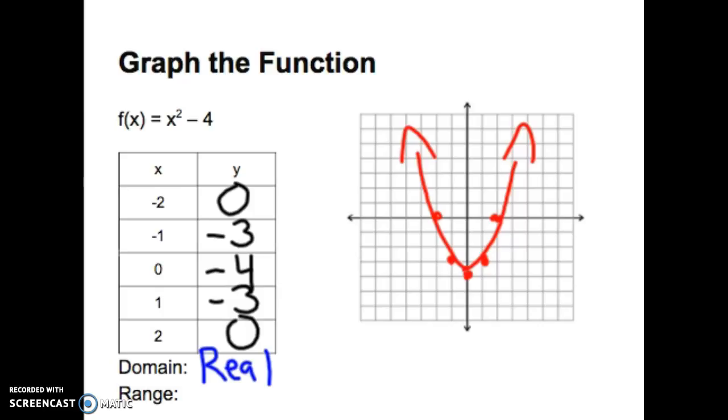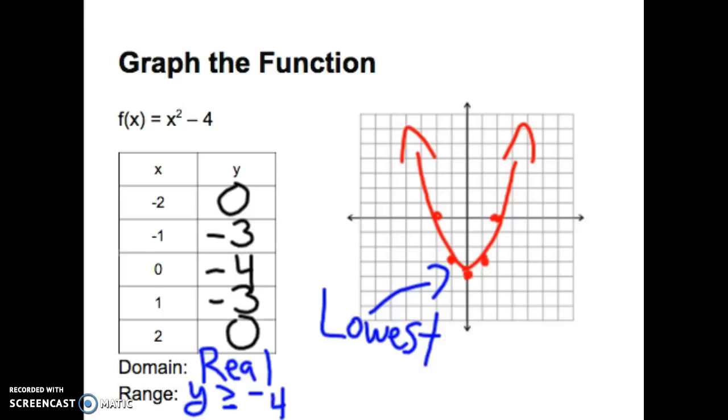We take a look at our range, though. This is where we have a small change. Is there a highest or lowest point in our graph? We take a look, and that is our lowest point. Meaning, our notation would read that our y values must be greater than or equal to -4. We cannot have a y value of -10. The lowest possible y value would be -4.